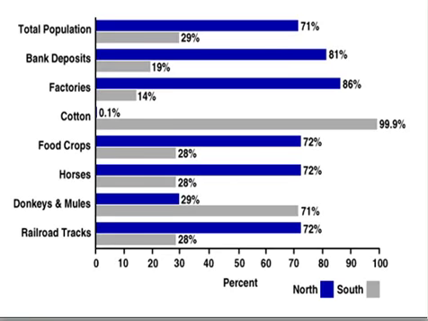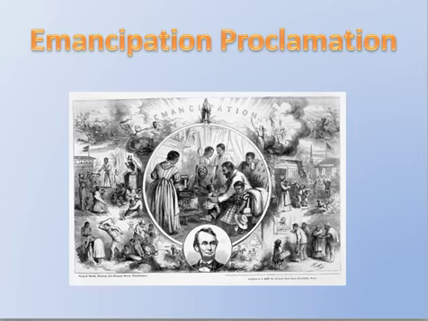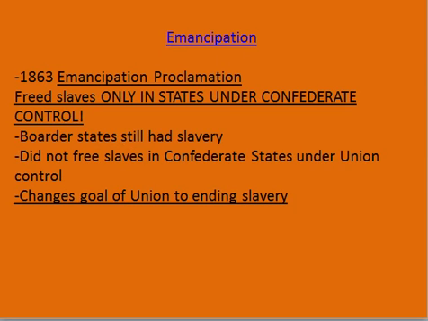Some statistics about the North and the South. Important events. The Emancipation Proclamation. When thinking about our study of the Reconstruction, the Emancipation Proclamation, tied along with the 13th Amendment that abolishes slavery, really propels our discussion on the freedmen experience for the Reconstruction. Again, it freed slaves, but only under Confederate control, and it really changes the goal of the Civil War to ending slavery. And again, that can be debated.